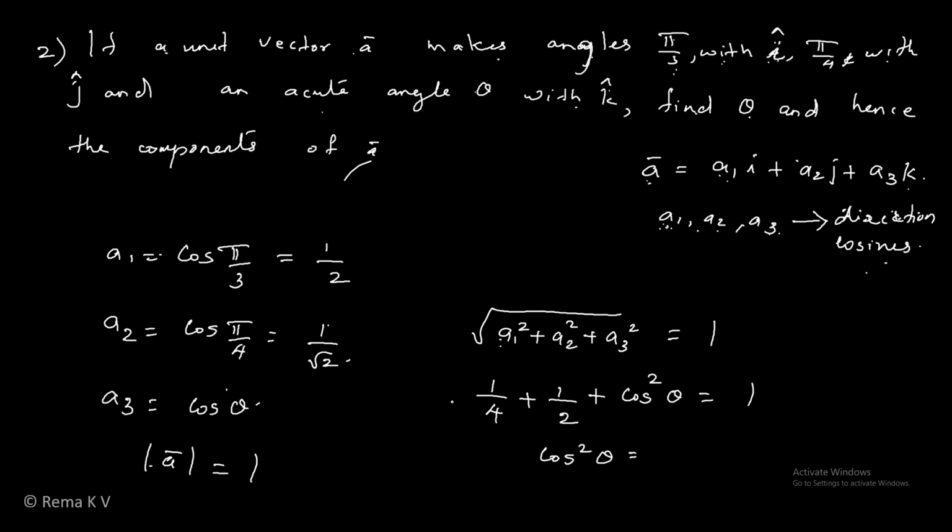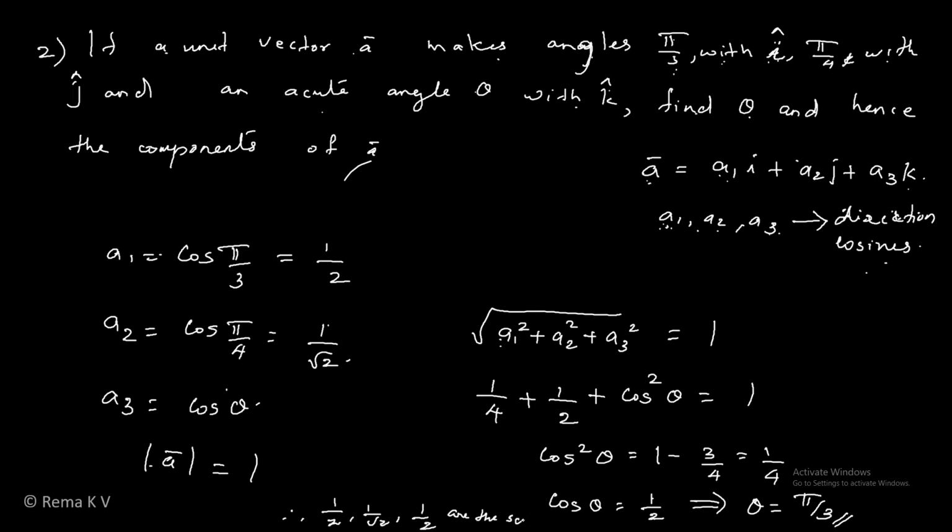Cos square theta equals 1 minus 3 by 4, which is equal to 1 by 4. Cos theta equals 1 by 2, which implies theta is equal to pi by 3. Therefore, the scalar components are 1 by 2, 1 by root 2 and 1 by 2. The third component A3 is 1 by 2. These are the scalar components.